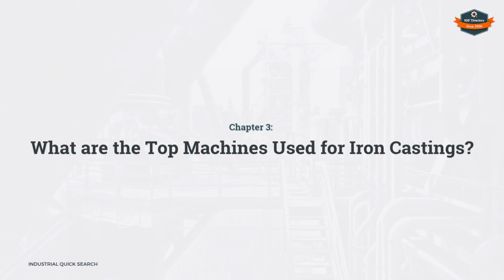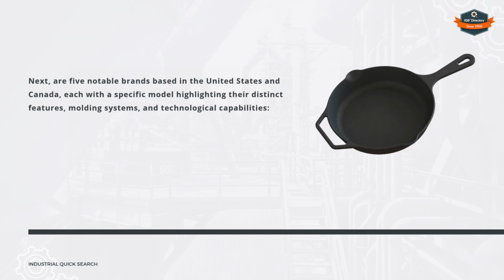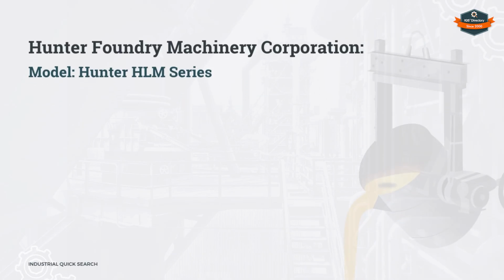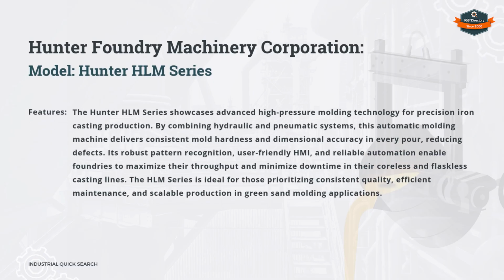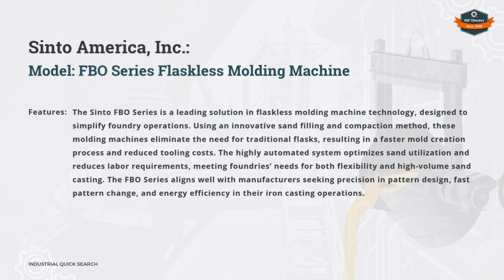Chapter 3. What are the top machines used for iron castings? Hunter Foundry Machinery Corporation. Model: Hunter HLM Series. Cinto America Incorporated. Model: FBO Series Flaskless Molding Machine.